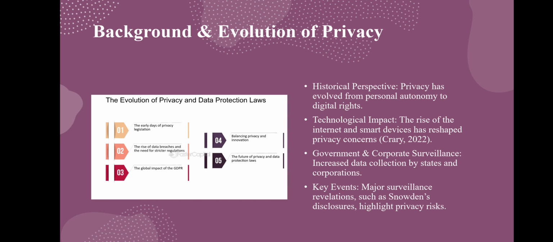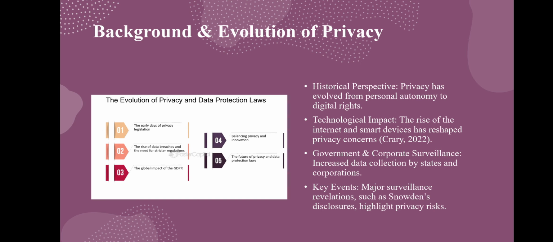Background and evolution of privacy. The evolution of privacy involves three or four stages. First is the historical perspective. Privacy has evolved from personal autonomy to digital rights. In earlier times we used to lock our homes to protect our physical goods. There was nothing digital at that time. But then the internet came, inventions came, mobile phones, laptops, chips, semiconductors, and we evolved, we grew. Technology came, then the technological impact.